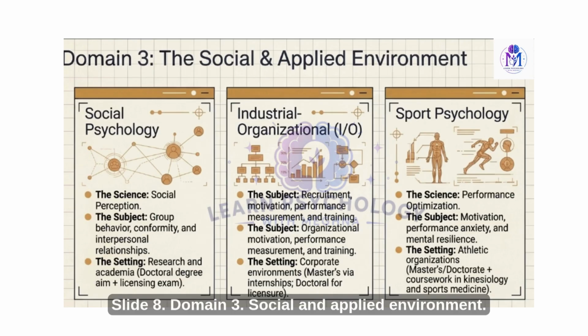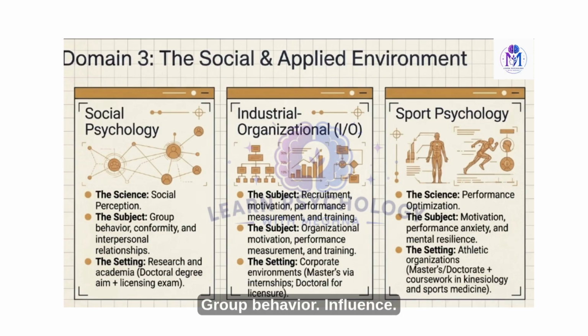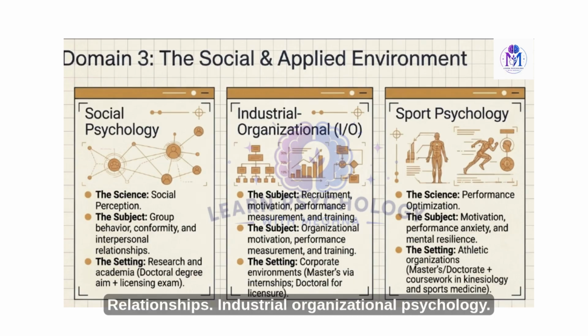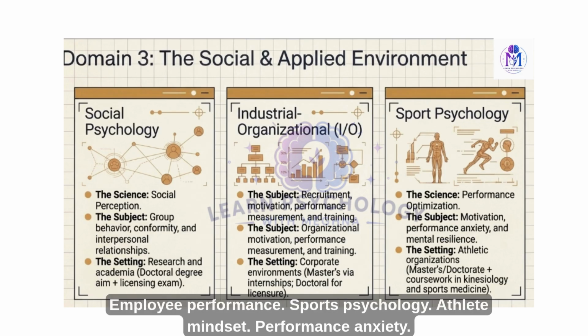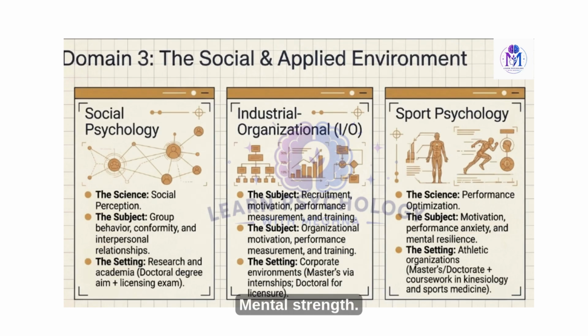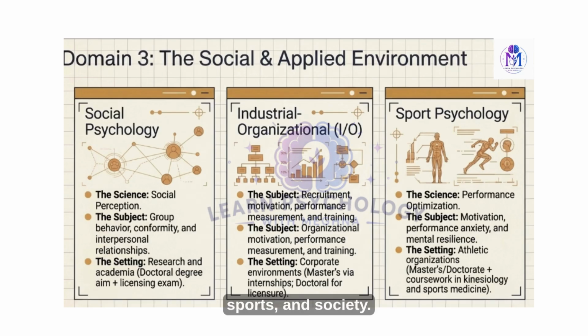Slide 8. Domain 3: Social and Applied Environment. This domain focuses on real-world interactions. Social psychology: group behavior, influence, relationships. Industrial organizational psychology: workplace behavior, motivation, employee performance. Sports psychology: athlete mindset, performance anxiety, mental strength. These fields are application-based, meaning they directly impact real-life settings like offices, sports, and society.